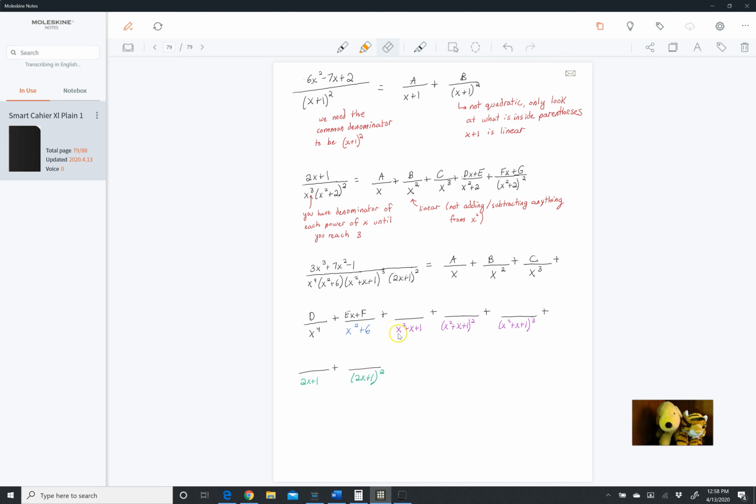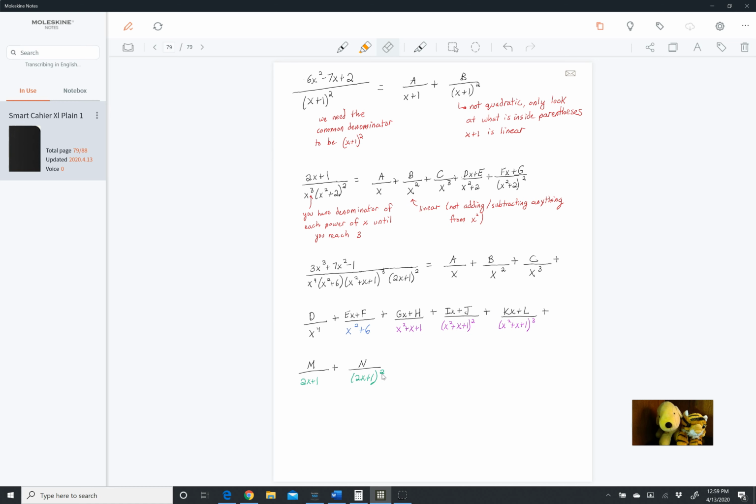Now we're going to look at these. So x squared plus x plus 1, that's quadratic. So this is going to be gx plus h, ix plus j, and kx plus l. Now we're going to look at the 2x plus 1. So 2x plus 1 is linear. So we have m here, and then here again, 2x plus 1 is linear. This square is on the outside. It's irrelevant. So we have m plus n.